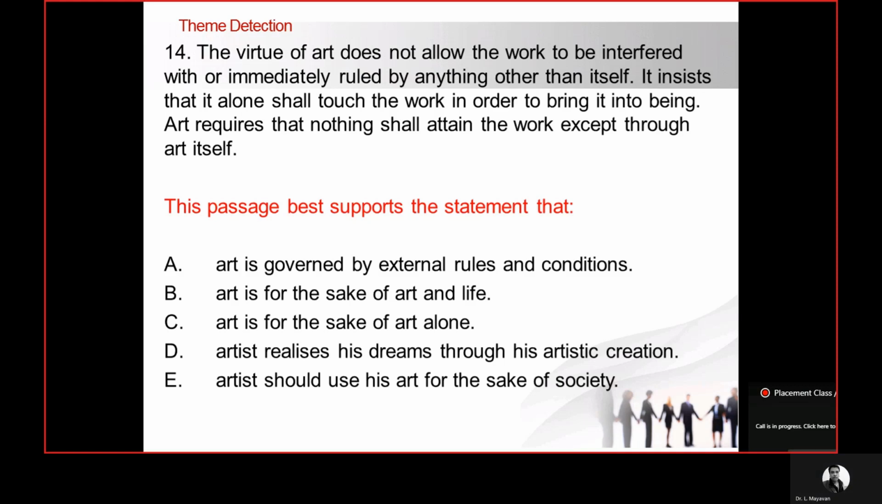Okay. So the passage best supports the statement that art is governed by external rules and conditions. No. Art is for the sake of art and life. No. Art is for the sake of art alone. Okay, art itself. So art requires that nothing shall attain the work except through art itself. So option C is the exact correct option, whereby the theme of the passage best suits option C: art is for the sake of art alone.